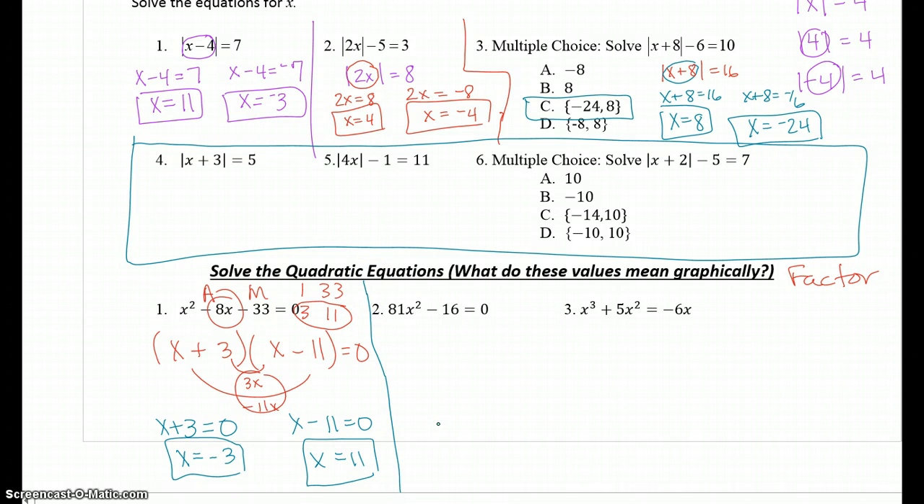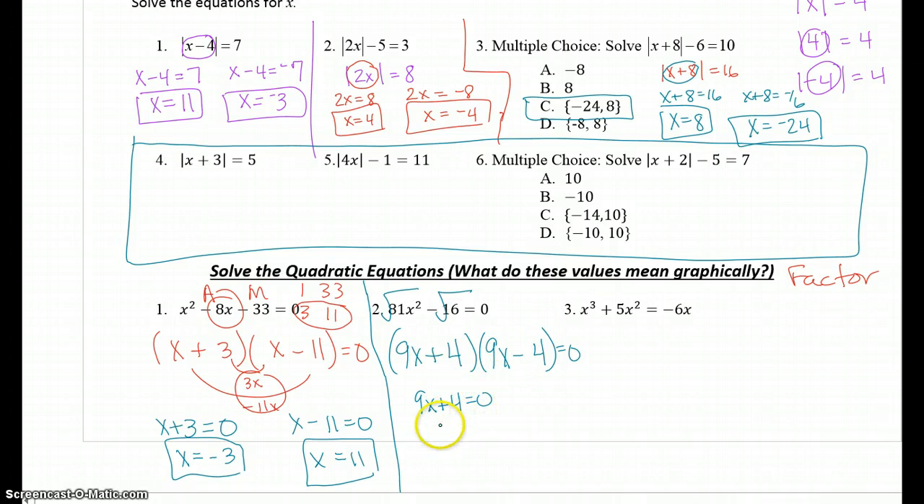Okay, number 2 is a difference of two squares. So you're going to square root this and square root this. Because you're multiplying to be a negative, you want one positive, one negative. Square root of 81 is 9. Square root of x squared is x, so you have 9x. Square root of 16 is 4. So when you set each set of parentheses equal to 0 and solve, you're going to get your two answers.